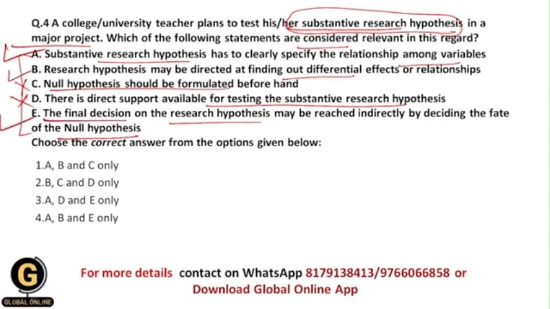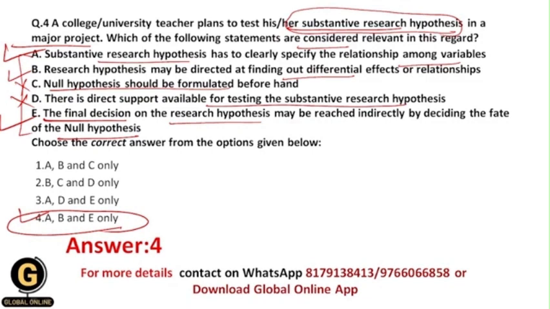Yes, this statement is correct, because whenever you reject the null hypothesis, then automatically you accept the research hypothesis. And whenever you accept the null hypothesis, then you reject the research hypothesis, and that's why indirectly your decision will be based upon the fate of the null hypothesis itself. That's why your correct answer should be 4, that is A, B and E only, because only these statements are correct.